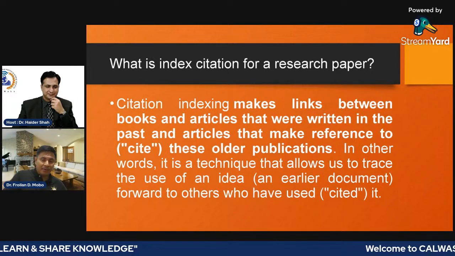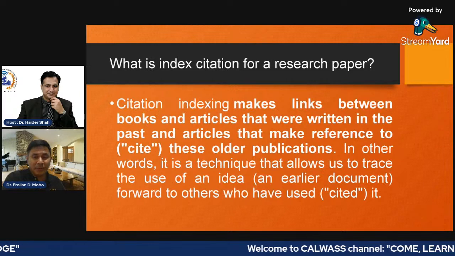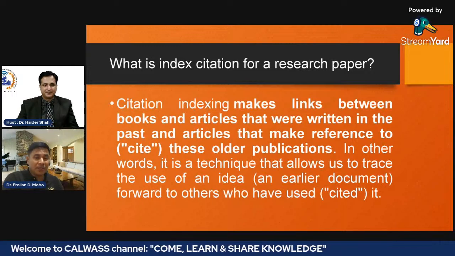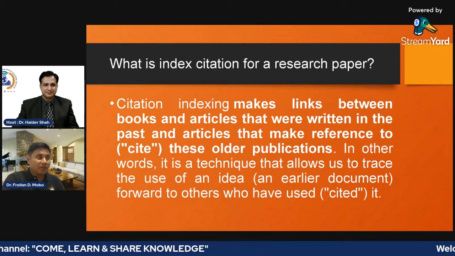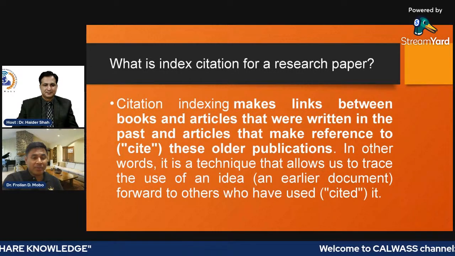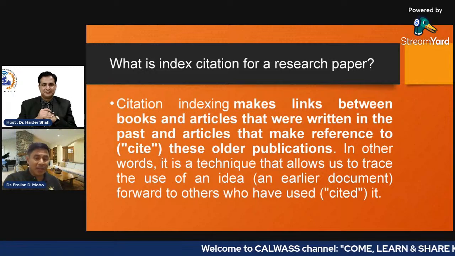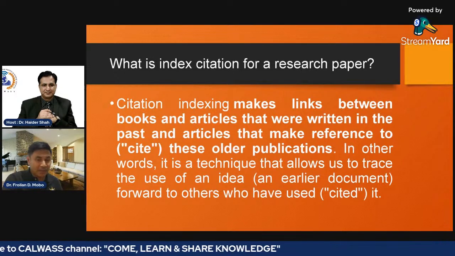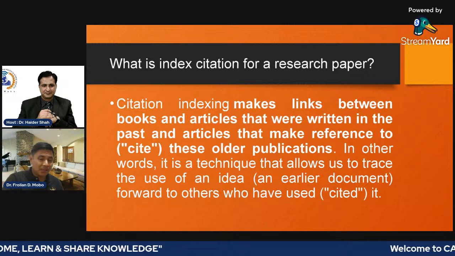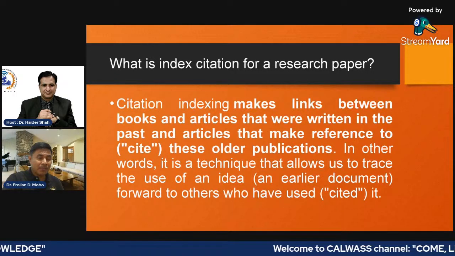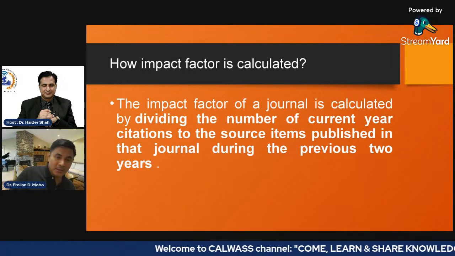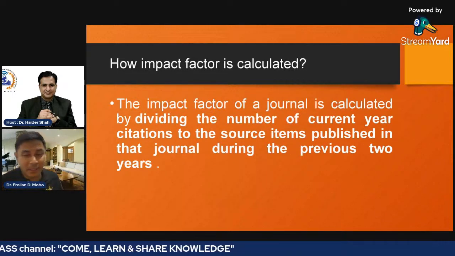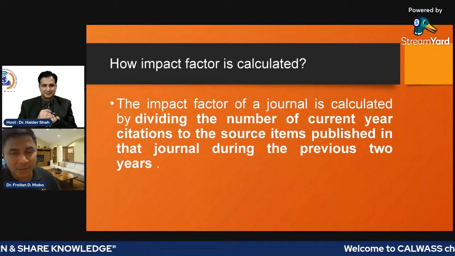And then, what is citation indexing for a research paper? Citation indexing links people, books, and journals that were written in the past, and they will be able to cite from other examples. They will be able to share their own thoughts and ideas, because these are techniques that allow us to trace the use of an idea in older practices and traditions. Those are important things to consider. And that's how the impact factor is calculated: by dividing the number of current year citations to the source items published in the journal during the previous years.